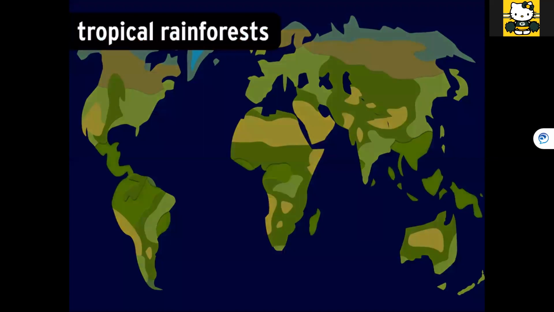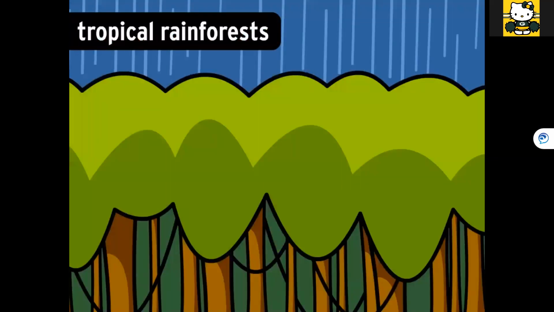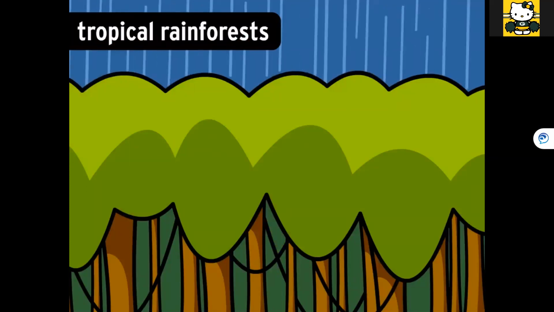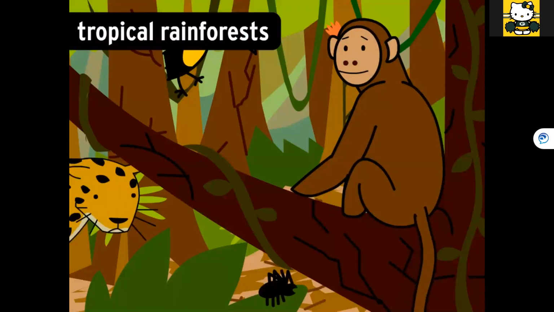Tropical rainforests are found in areas along the equator. With over 150 centimeters of rainfall each year, they're humid and hot. Vines and trees form a lush jungle that's home to half the planet's species.